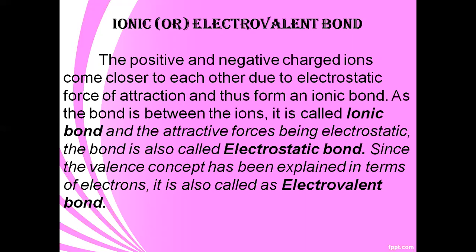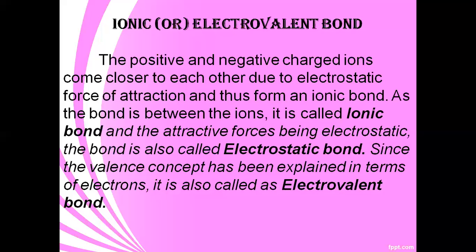Okay. So in the modern periodic table, group 1 and group 2, that is alkali metals and alkaline earth metals, form ionic bonds, that is ionic compounds, when they react with non-metals.